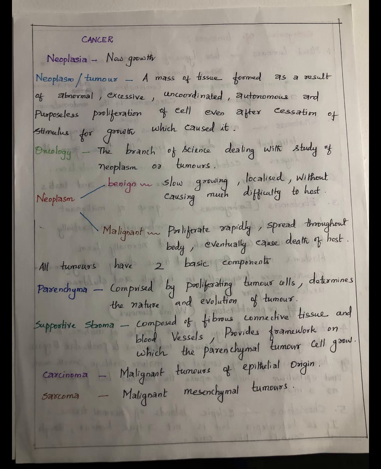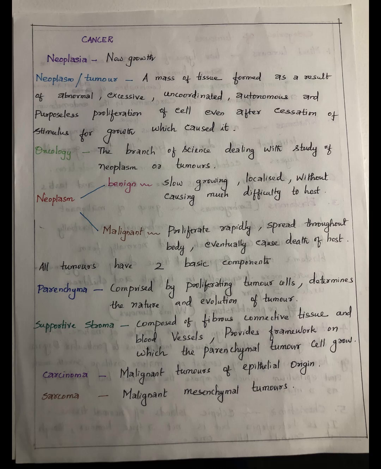Neoplasm is categorized into benign and malignant. Benign is slow-growing, does not spread to nearby tissues or organs, that is, it is localized, and it does not affect the host cell too much. Malignant proliferates and spreads rapidly throughout the body. It causes the death of the host or that patient.